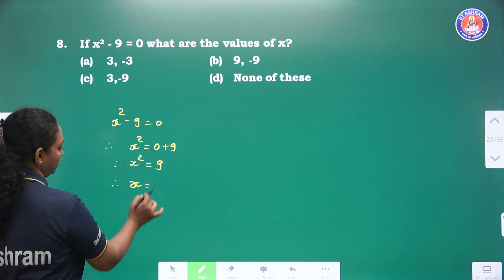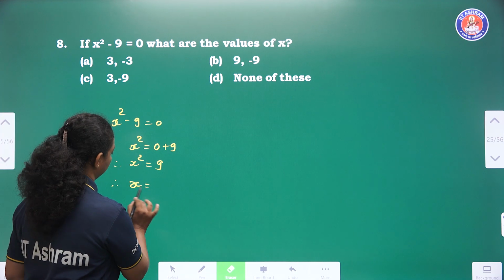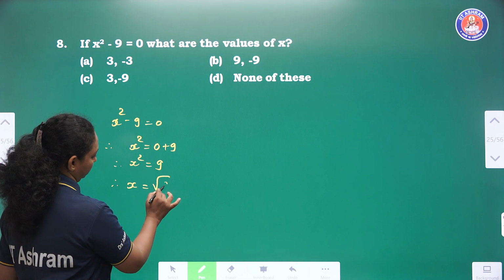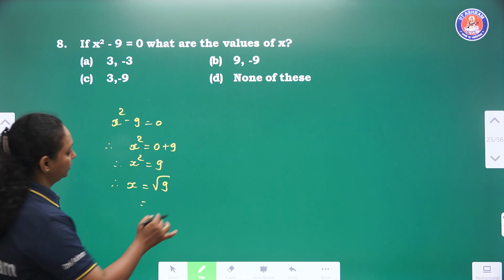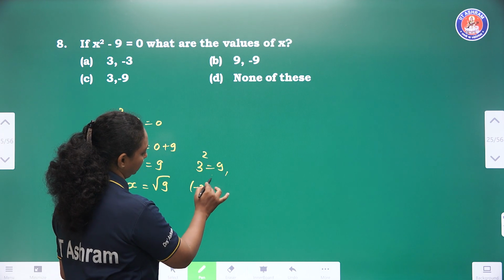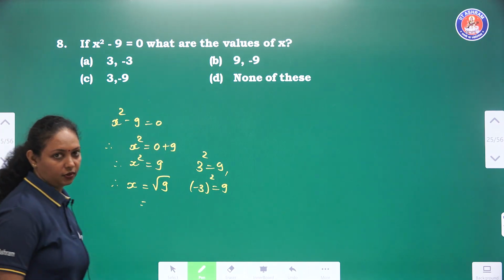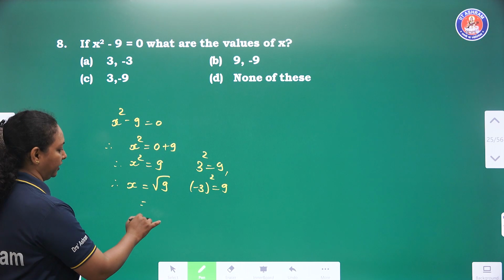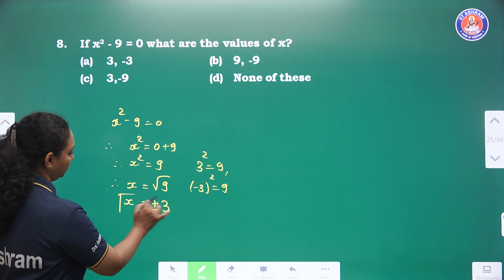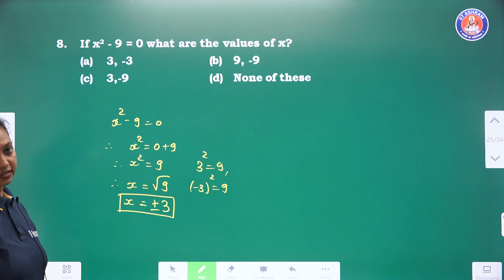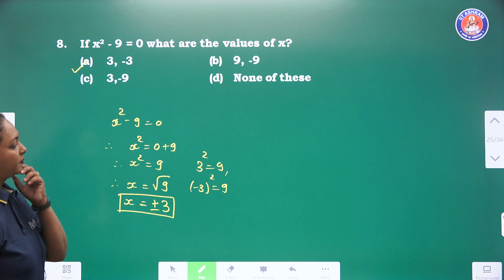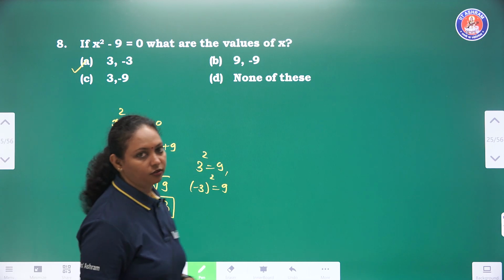So, x is the square root of 9. As we know that 3 square is also 9 and minus 3 square is 9 too. Okay. Therefore, the square root of 9 is plus or minus 3. So, what should be the value of x? So, x can be either plus 3 or minus 3. So, which option is correct? Option A. Okay, not only 3, not only 3.